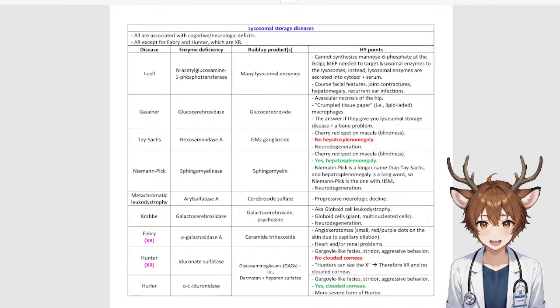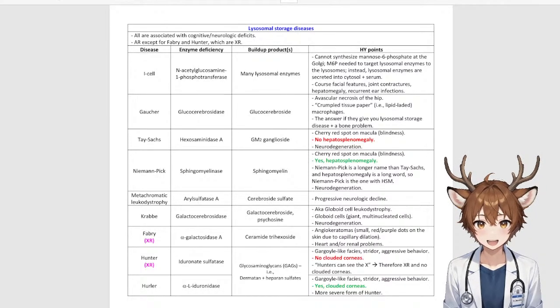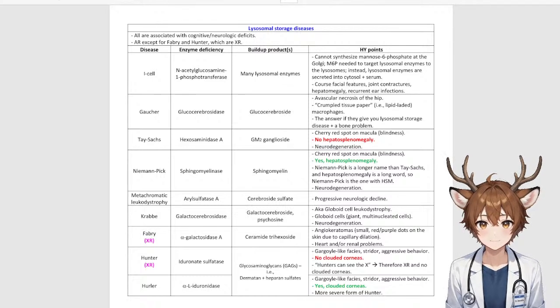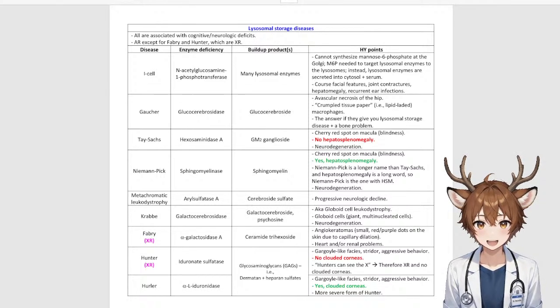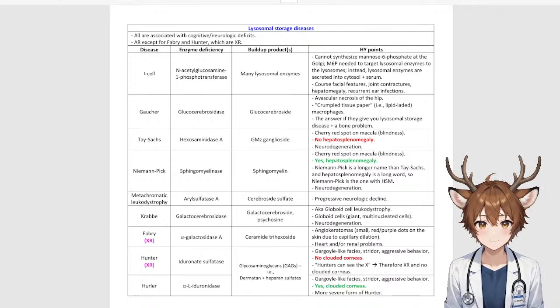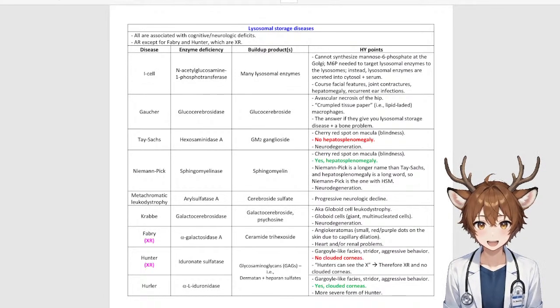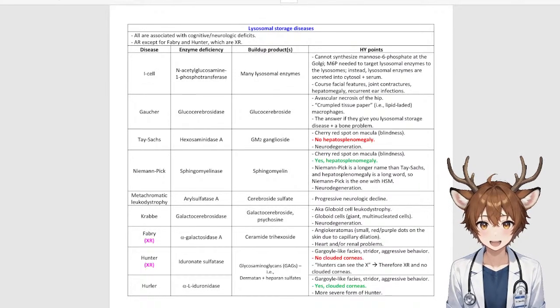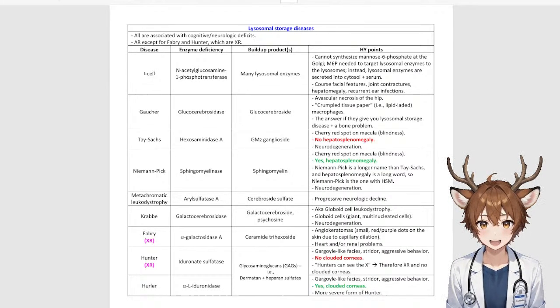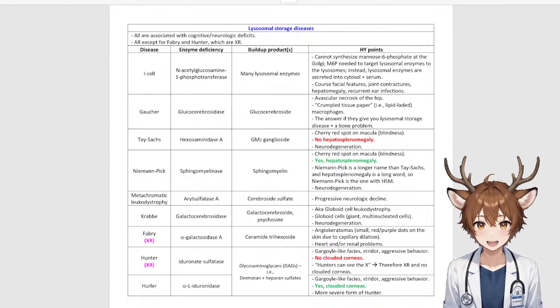Metachromatic leukodystrophy. You will have an arylsulfatase A deficiency, leading to a buildup of cerebroside sulfate, leading to progressive neurologic decline. Krabbe's disease will cause a deficiency of galactocerebrosidase, which causes a buildup of galactocerebroside and psychosine. This causes, AKA, globoid cell leukodystrophy, globoid cells, giant multinucleated cells, and neurodegeneration.